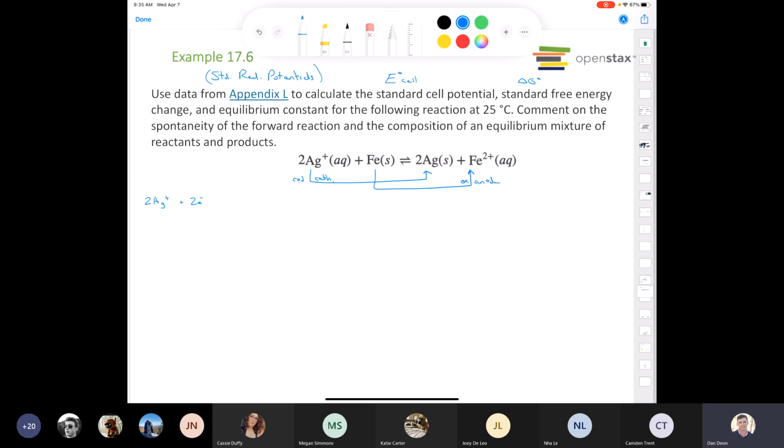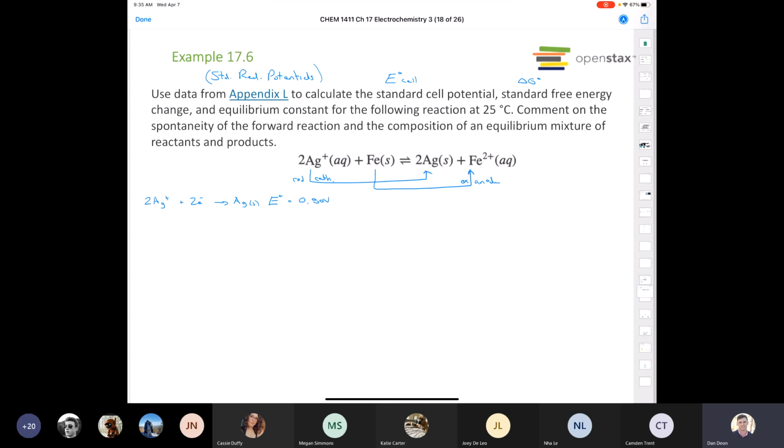If you look in the table, it's just going to say silver plus 1 electron, but since we're starting with 2 silvers, we're going to use 2 silver ions plus 2 electrons gives us silver, which is a solid. We see that the cell potential, or the standard reduction potential, rather, would be 0.80 volts.